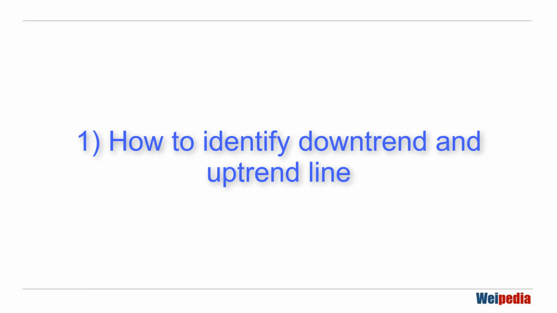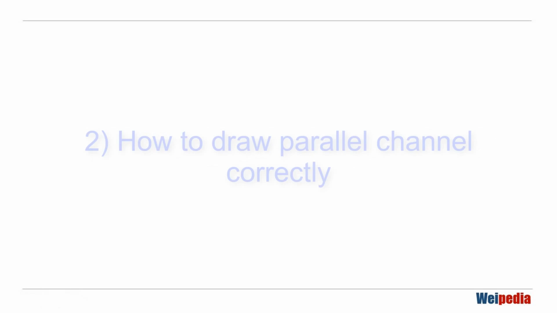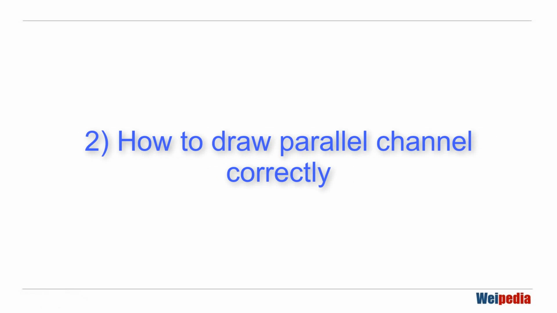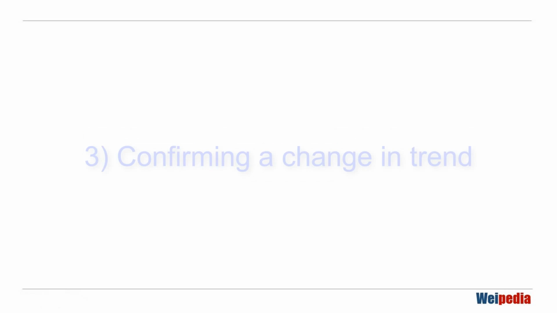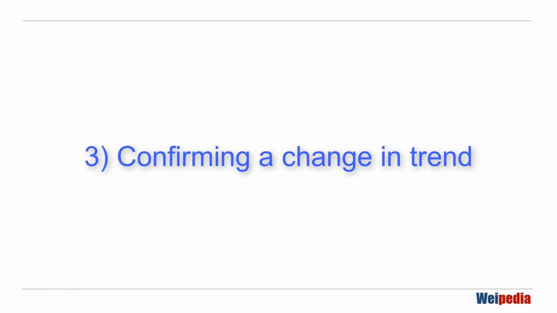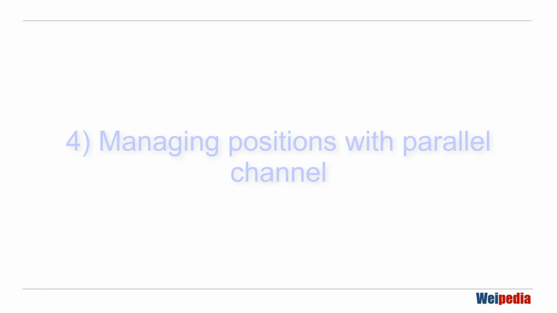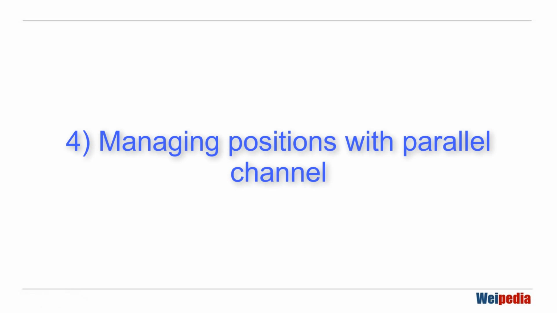And there will be four keys of discussion today. First is how to identify a downtrend and uptrend line. Number two, from the simple classic trend line, we could parallel it. It becomes a parallel channel, and how to do that. Number three is that we could confirm a change in trend using the trend line itself. And number four is how to manage our position with a parallel channel.